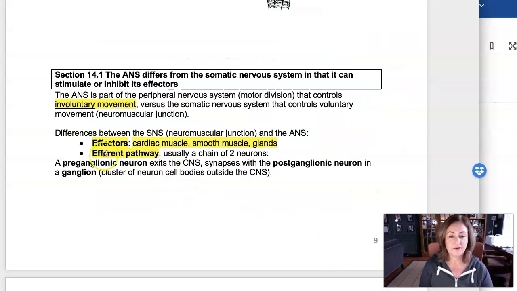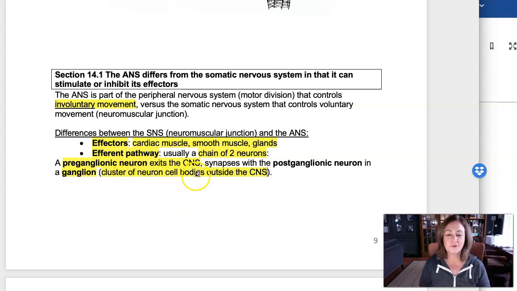Going back to the notes, this is where I wrote that the pathway is going to be a chain of two neurons. There's a preganglionic neuron that exits the central nervous system. It synapses with a postganglionic neuron within the ganglion, which is the cluster of neuron cell bodies outside of the central nervous system.